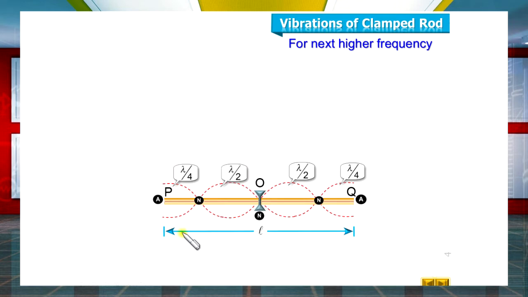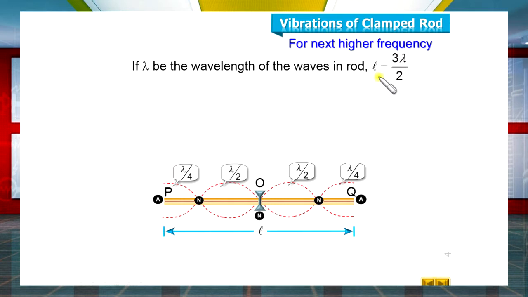And this 3 lambda by 2 is nothing but the length of the rod. So we can define the wavelength of the waveform in the rod by the relation L equal to 3 lambda by 2, and this lambda is equal to 2L divided by 3. This is the wavelength, right?